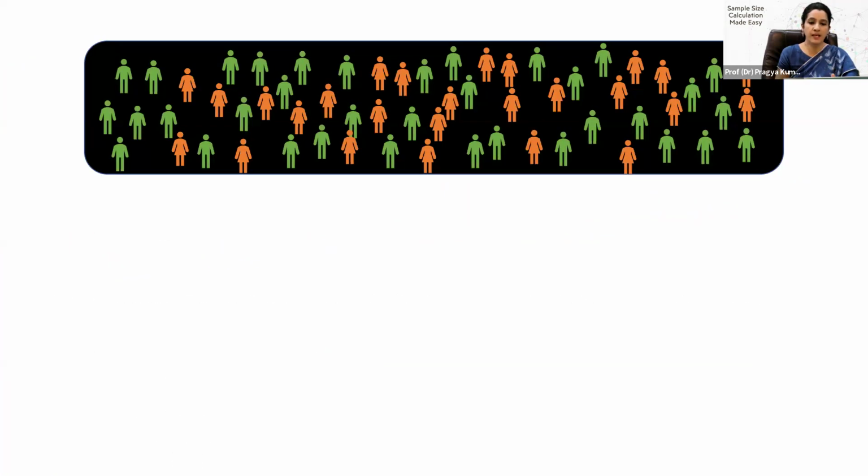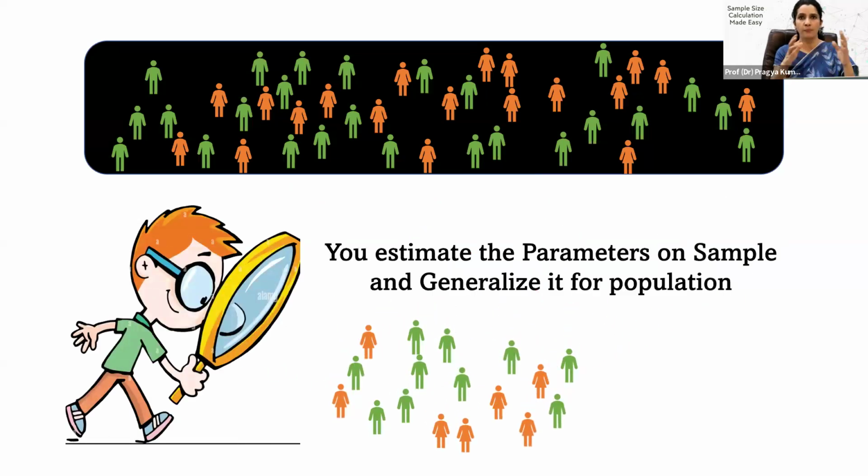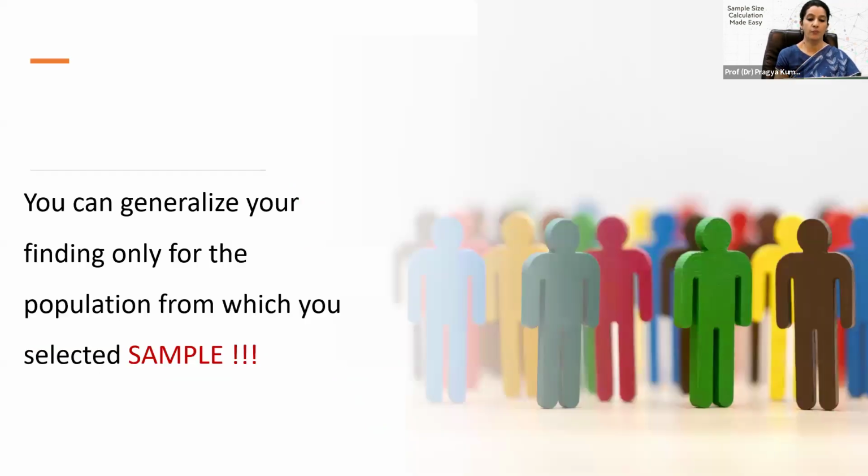Let's say this is a population. The green color represents the males and the orange color represents the females. If I select these males and females from that population in a manner like simple random sampling, which is the best, though we are not discussing the methods of sampling here, or something equivalent to simple random sampling, then we can say it is generalizable to the whole population. We have to generalize our finding only to the population from where we have selected the sample.